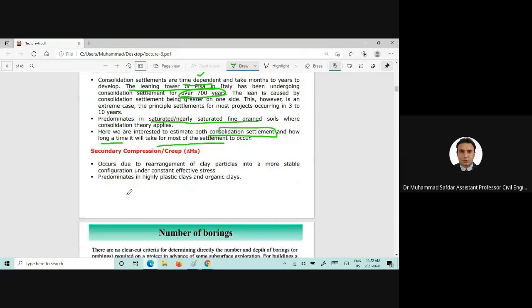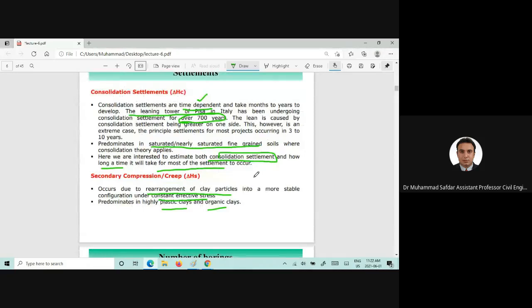Now, the secondary compression, or you can name it creep as well, occurs due to the rearrangement of the clay particles into a more stable configuration under constant effective stresses, and predominates in highly plastic clays and organic clays.